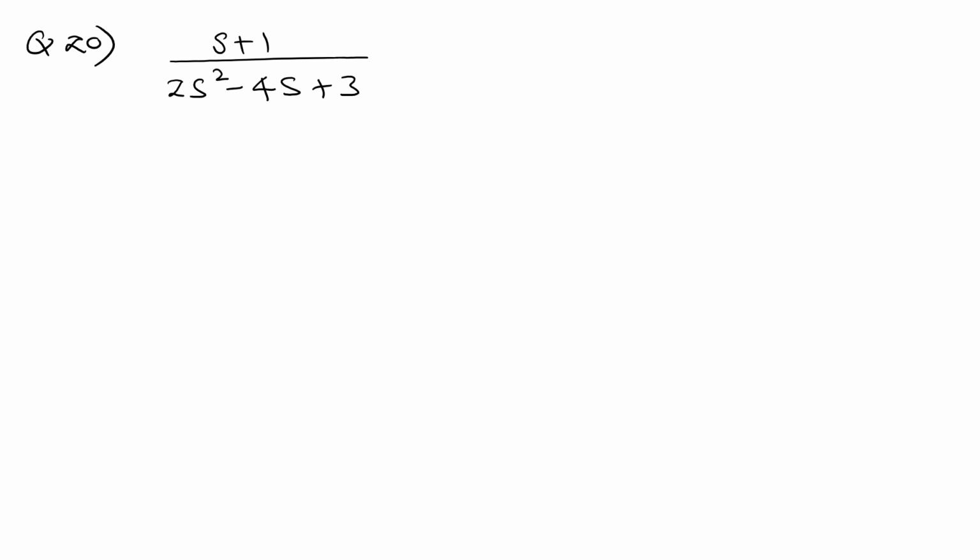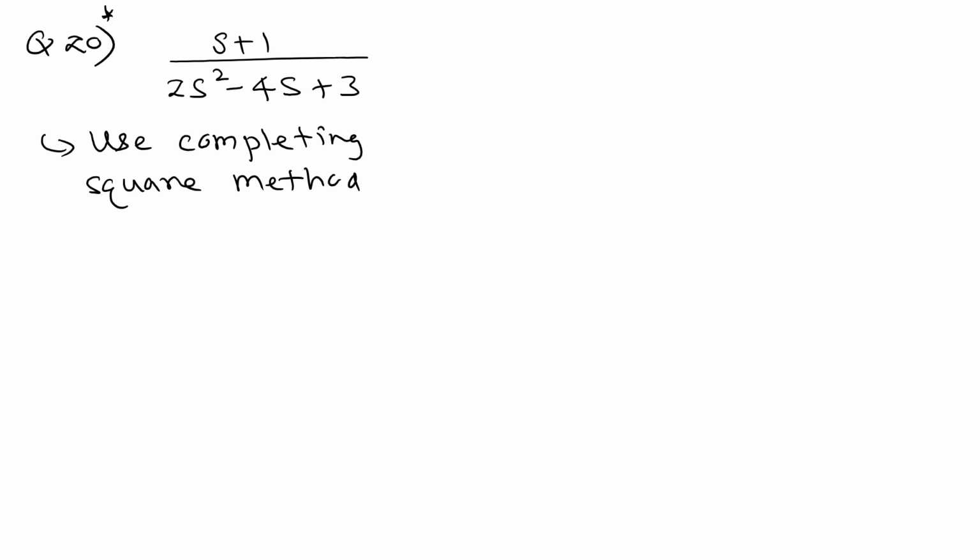Suppose we have, and I'm going to put a star here because it's a very special problem, (s + 1)/(2s² - 4s + 3). Clearly you cannot factor the denominator because there's a negative discriminant. So in this case, we're going to use the completing the square technique.